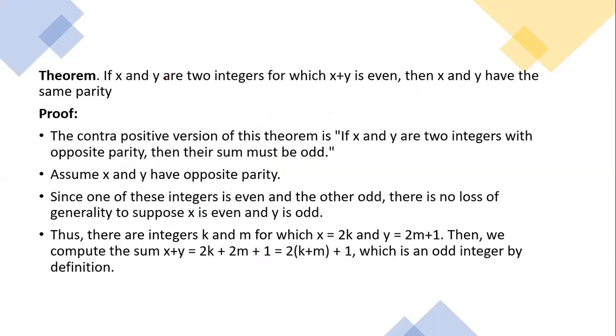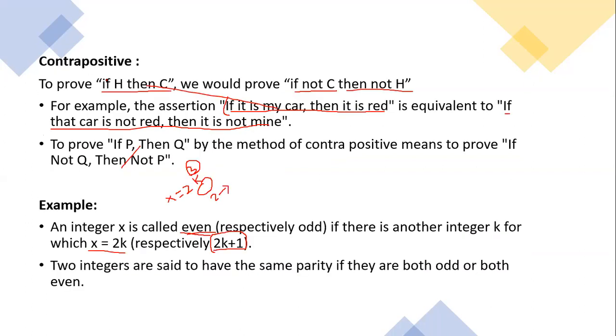We will see how we can solve this. See here, this is the example for the contrapositive theorem. If the integer x is called even, then x equals 2k.